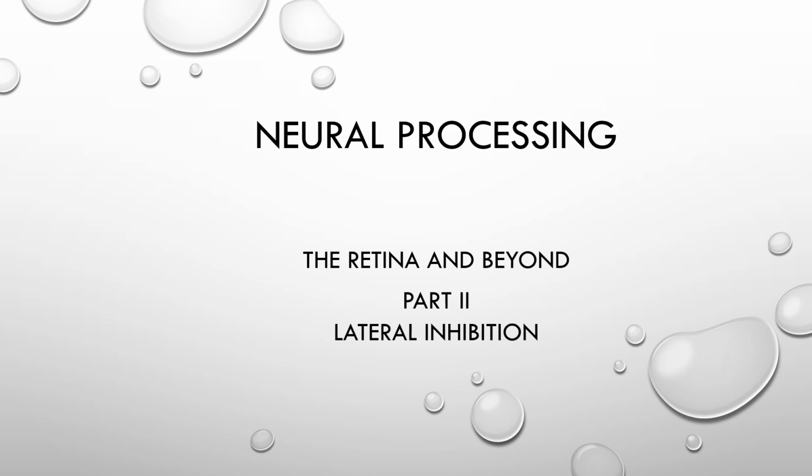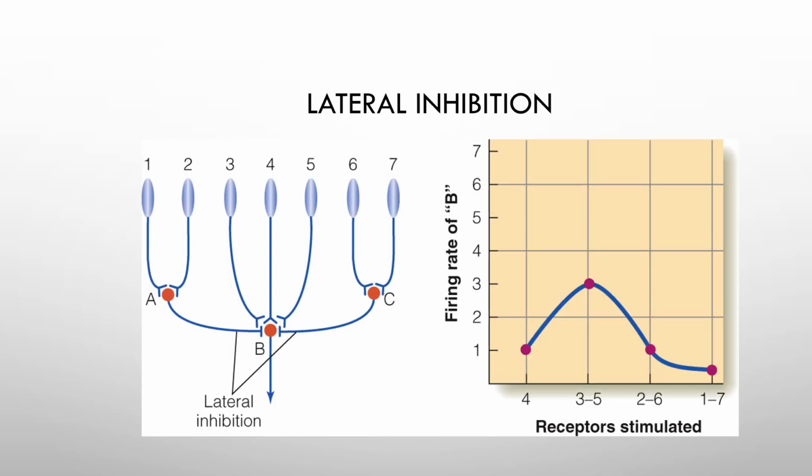To continue with neural processing in the retina and beyond, we're going to spend a little bit more time talking about lateral inhibition. I'm going to come back to how they were measuring from one of these axons that are leaving the eye.